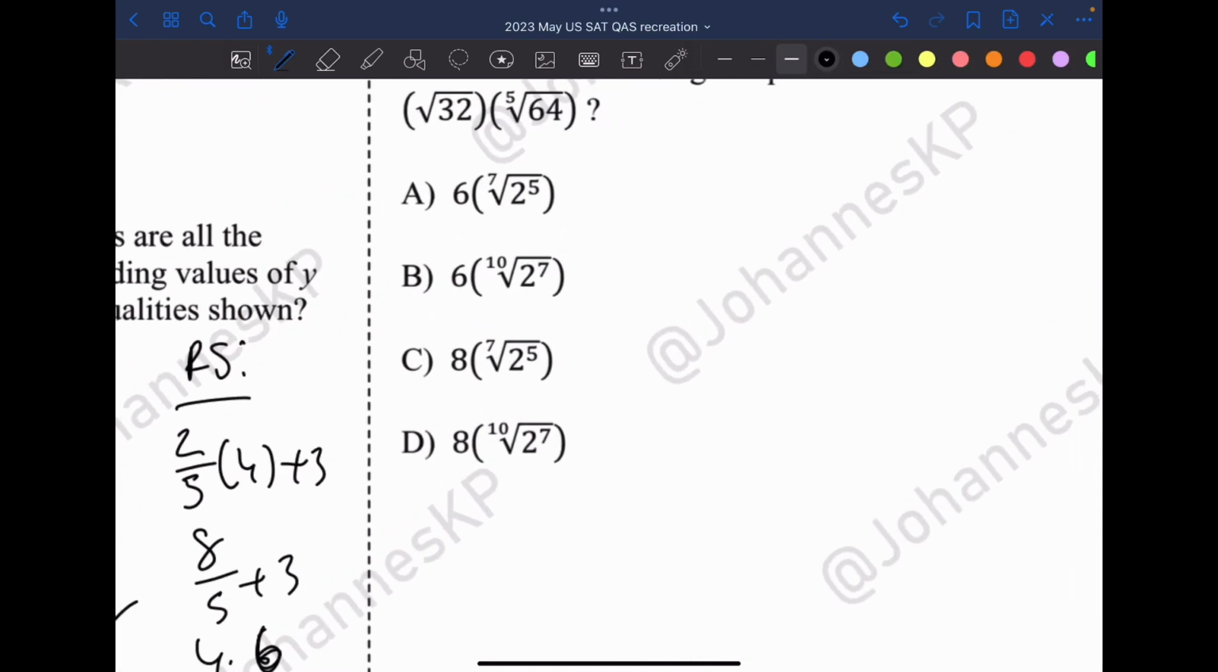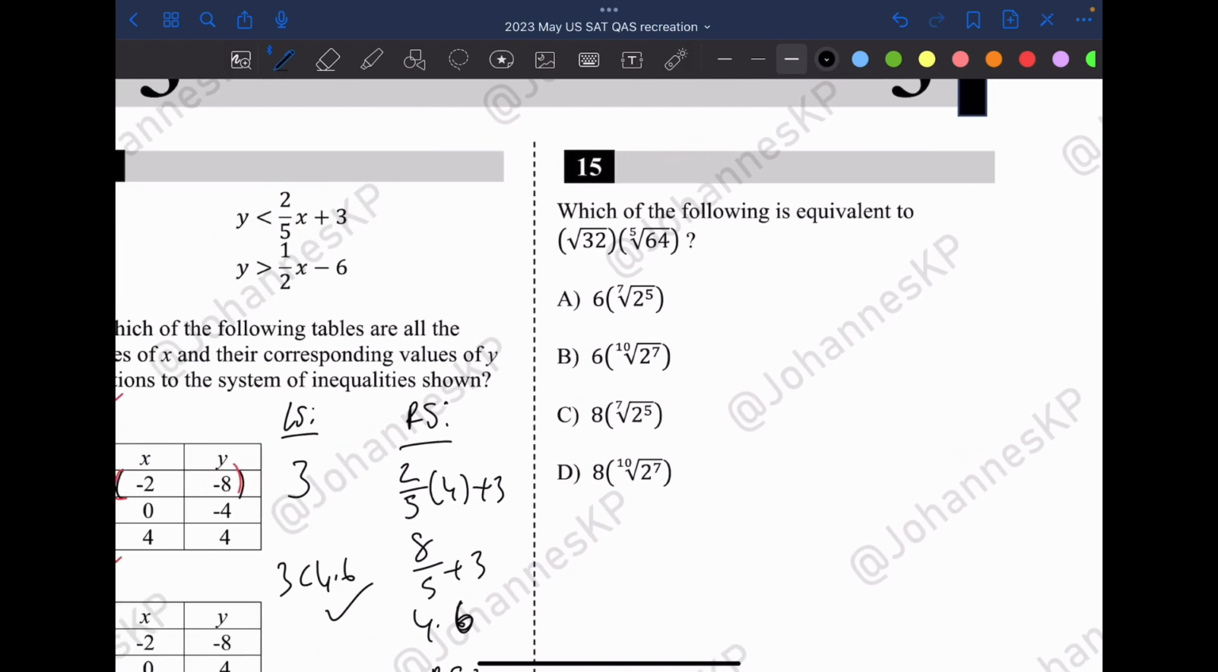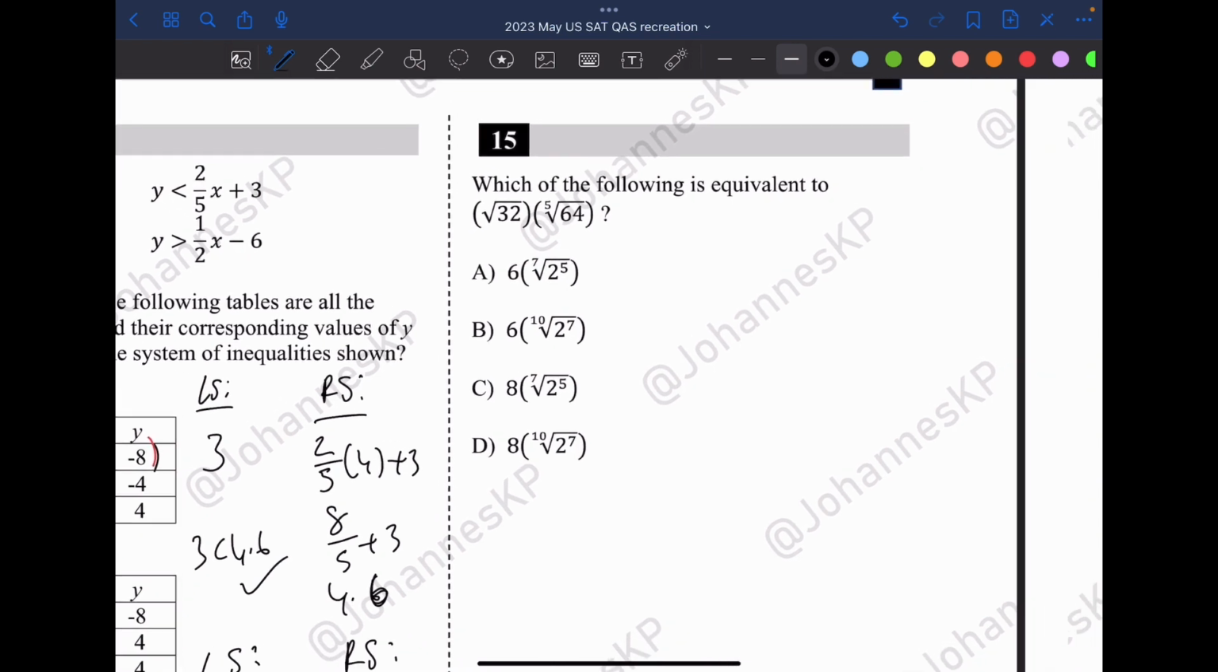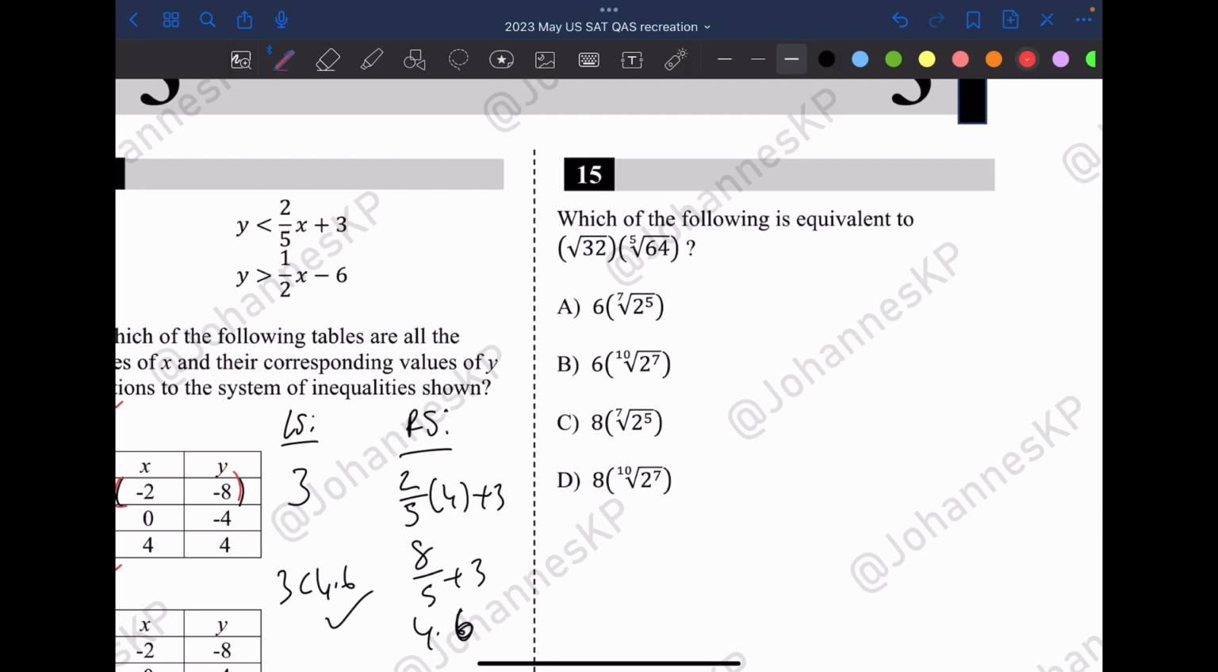Question 15. This is another difficult one, it seems like, because we have a lot of exponents. But yeah, it says, which of the following is equivalent to root 32 times the 5th root of 64? Okay. First, we analyze the answers. You should always do this before doing any exponent questions. So look at the answers, look at what you have. So we see that all the bases over here are 2. So it will be a good idea to convert the bases of the question to become 2 as well.